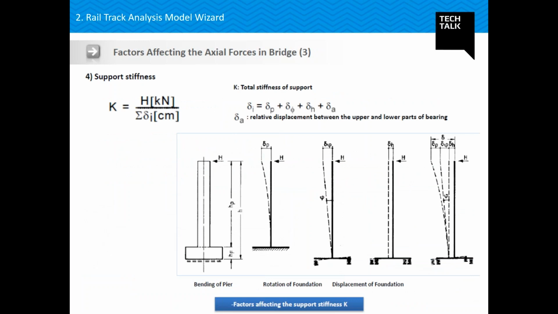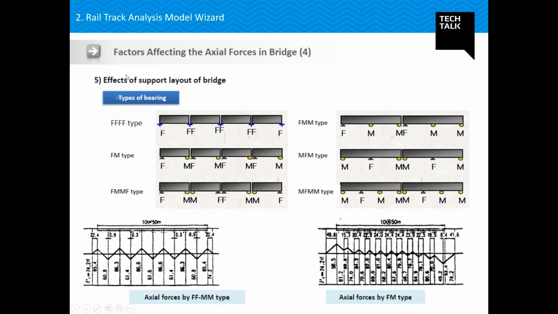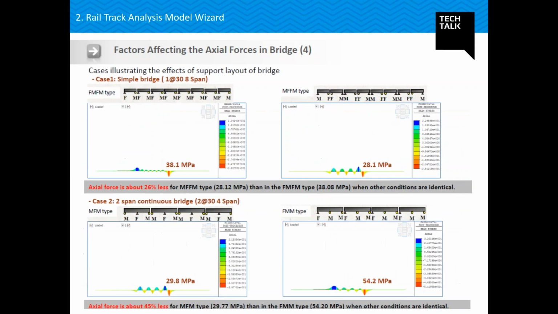Then the support stiffness. You might be knowing this. My support stiffness comprises bending of pier, rotation of foundation, and displacement of foundation. If I am able to increase this stiffness, the stresses in my rail will also reduce. And the effects of layout of the span configuration, as I've already discussed. Based on the fixed-free arrangement and where I am keeping my fixed arrangement, the stresses will also change.